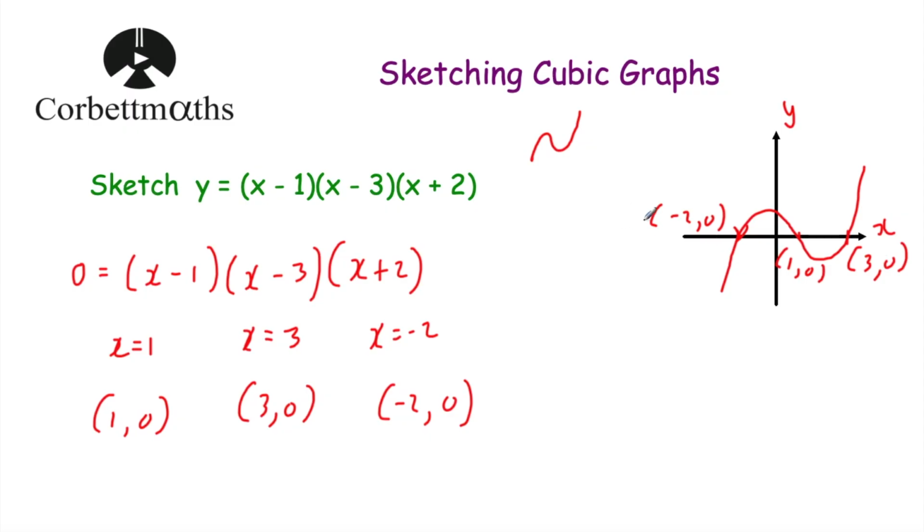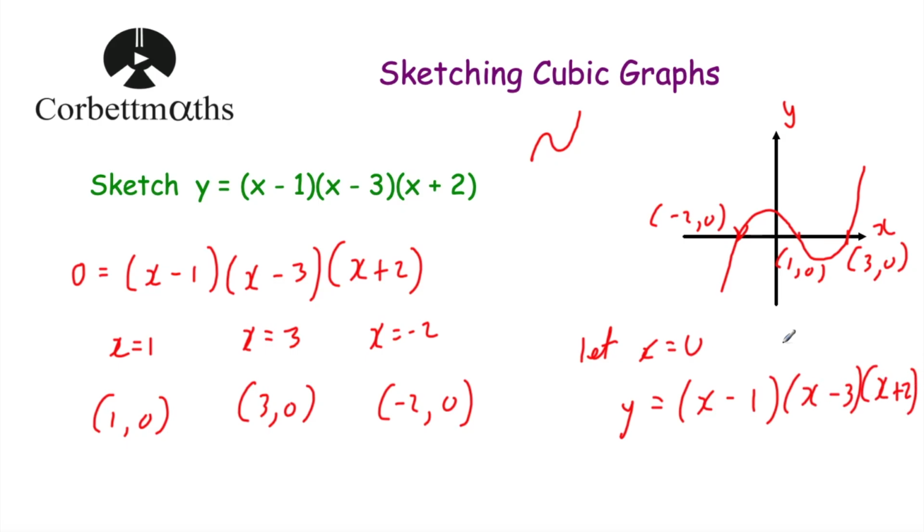And finally, our last step would be to find where it crosses the y-axis. And to find where it crosses the y-axis, you let x equal 0. So we're going to let x equal 0. So we're going to substitute 0 into this equation. So if we substitute 0 into this equation, I'm just going to write it out, (x minus 1)(x minus 3)(x plus 2).